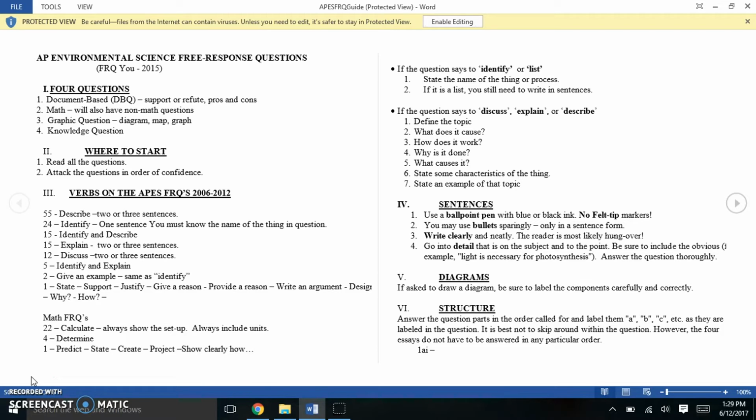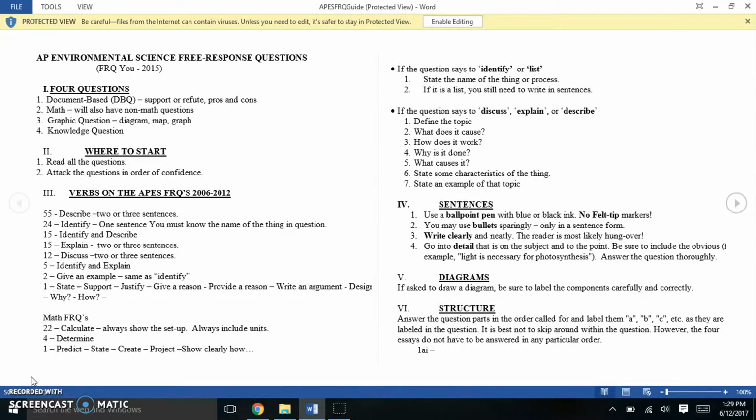And also you'll have give an example, state, support, justify, give a reason, provide a reason, write an argument, design, why, how. Those are some of the verbiage as far as what this question is asking you to do.